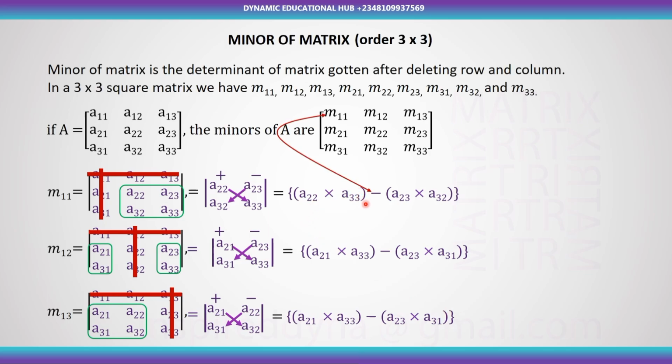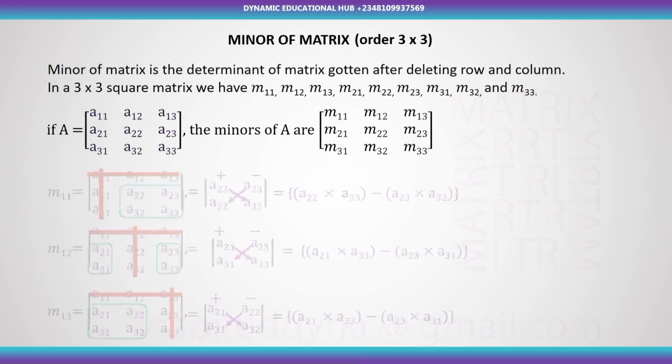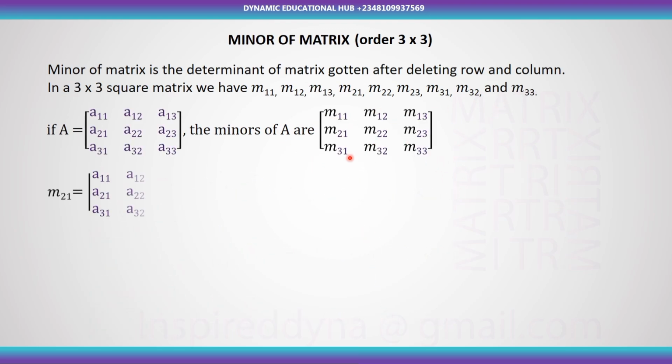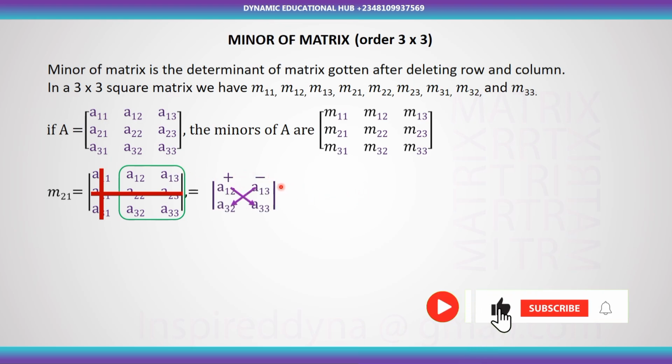You can see here that for the first row, anything you get is going to be our M1. So let's move to the second row. To do that, we have M21. To find M21, in the second row, you delete the first column. So you are left with these guys. Find the determinant. To do that, you have plus, minus, and you multiply the other ones together, you get this.